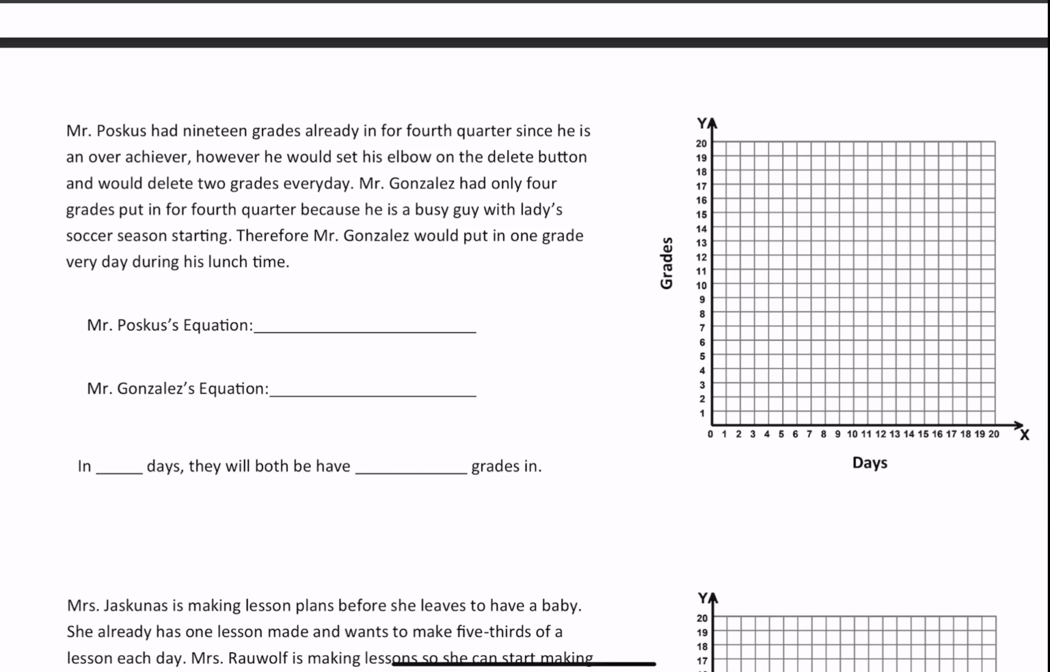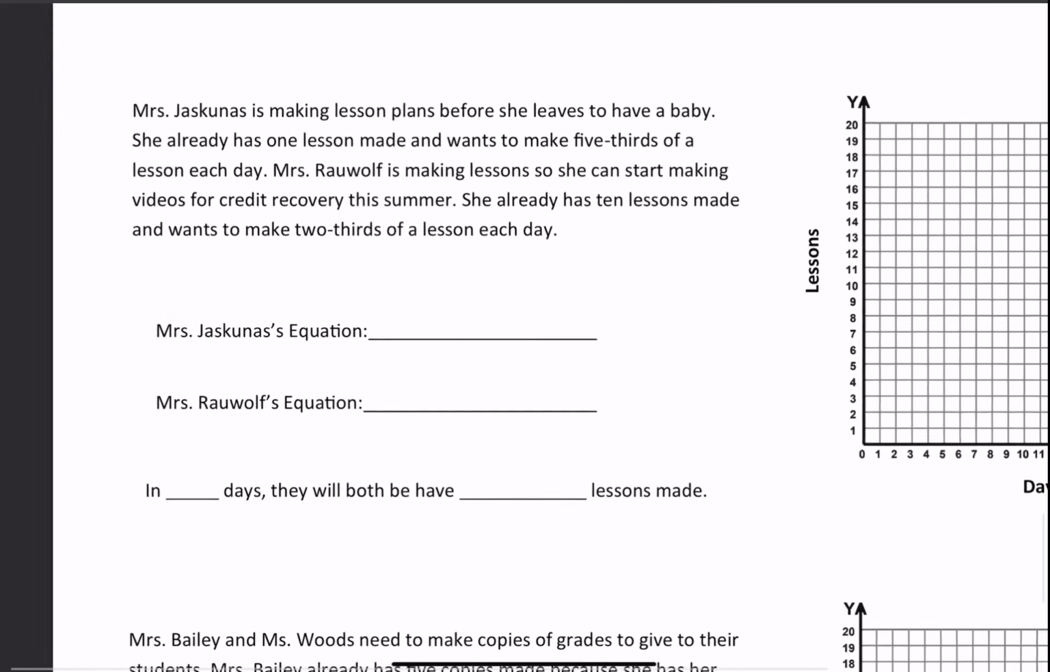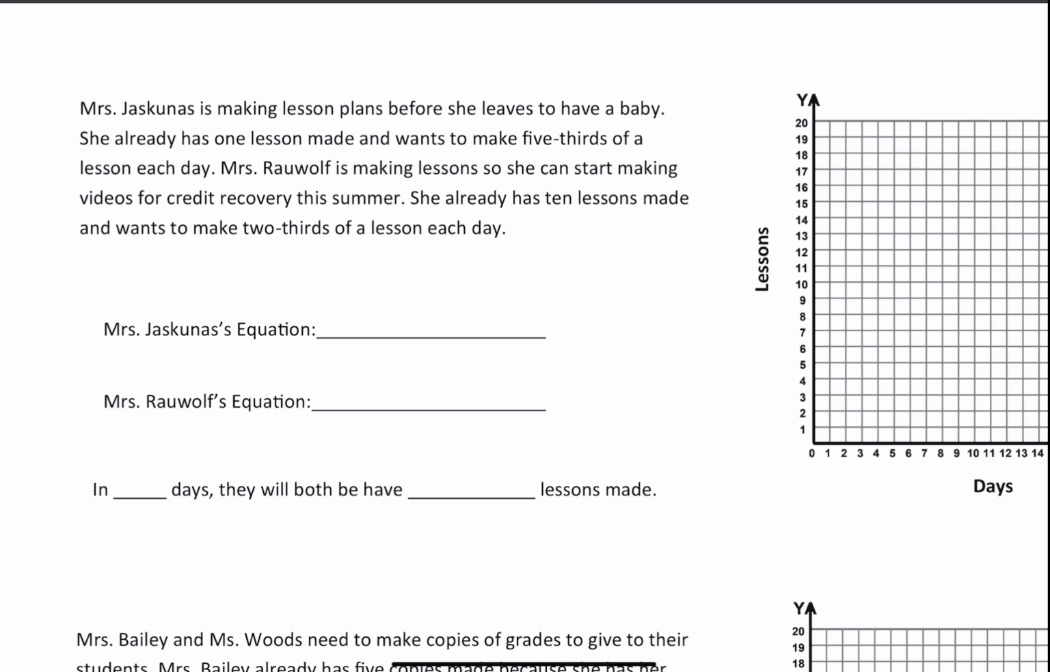Next, we got word problems, and I'm going to work on the Miss Jaskunis and Miss Rawolf one. All right, so Miss Jaskunis is making lesson plans before she leaves to have a baby. She already has 1 lesson plan made and wants to make 5/3 of a lesson each day. Ms. Rawolf is making lessons so she can start making videos for credit recovery this summer. She already has 10 lessons made and wants to make 2/3 of a lesson each day. So let's look at Miss J. We'll make Miss J pink. So she already has 1 lesson and wants to make 5/3 each day.